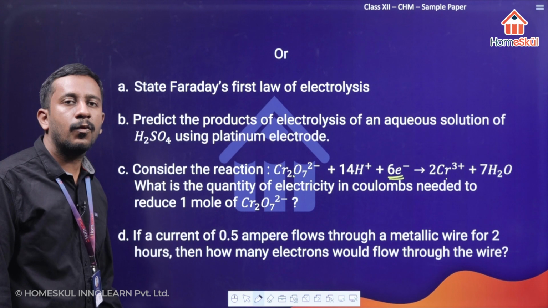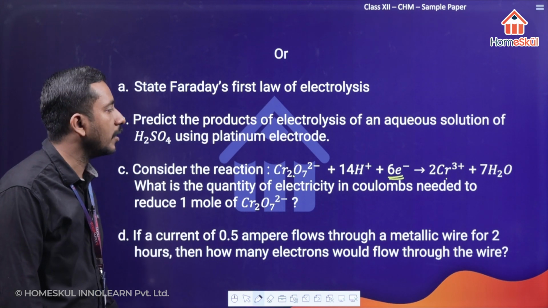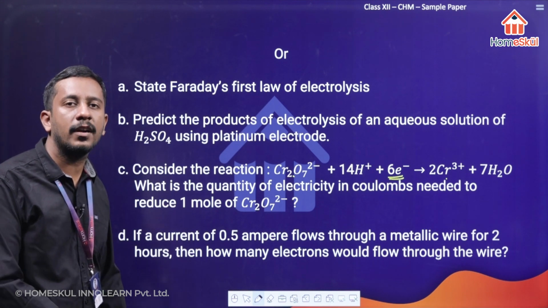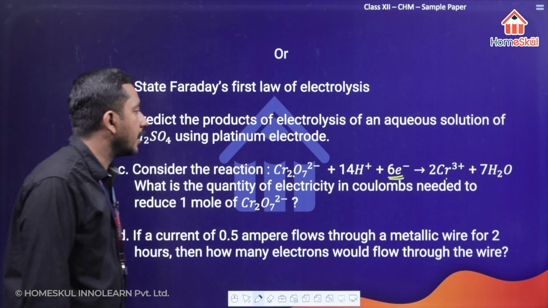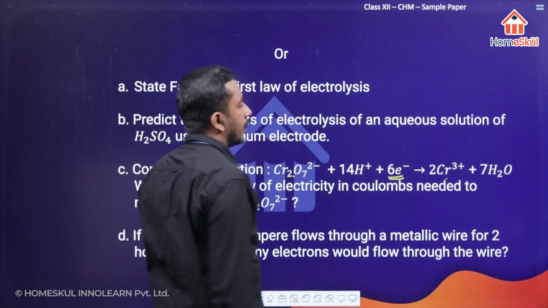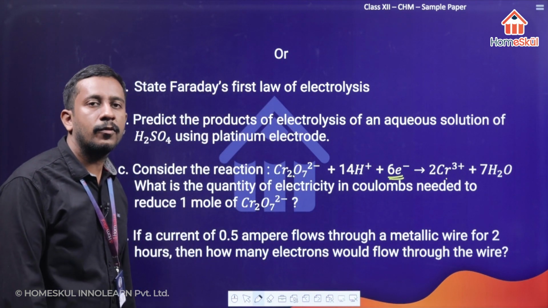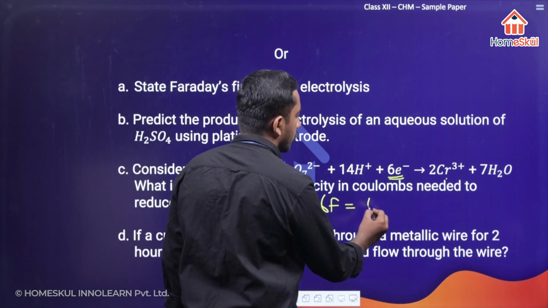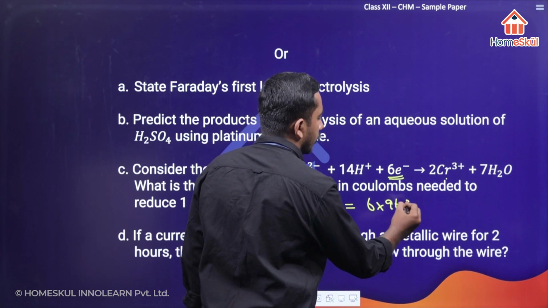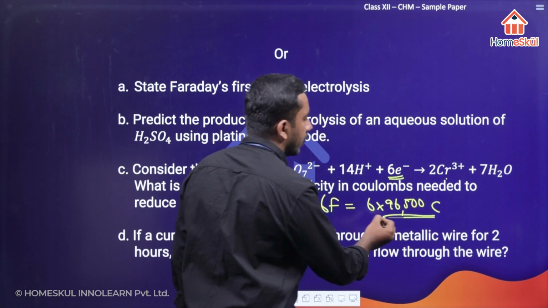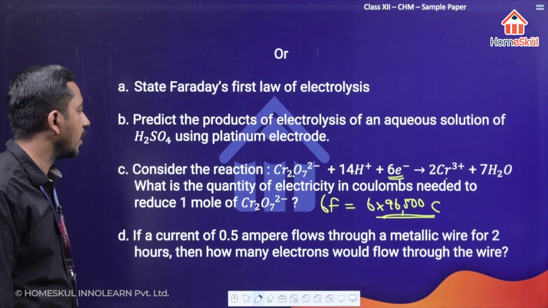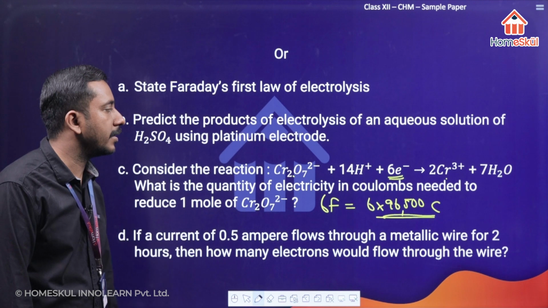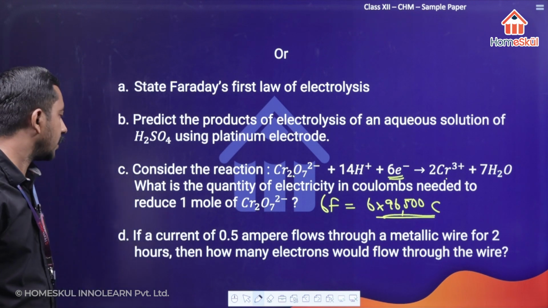So if you want to convert 1 mole of substance and there is only 1 electron involved, the amount of electricity or the amount of charge that is required will be 1 Faraday. So since there are 6 electrons involved in the reaction, the amount of charge that is required will be 6 Faraday. That means 6 Faraday, that will be equal to 6 into 96,500 coulombs of charge will be required for this reaction to happen. So we have been asked the quantity of electricity in coulombs, that will be equal to 6 Faraday, that is 6 into 96,500 coulombs of electricity.